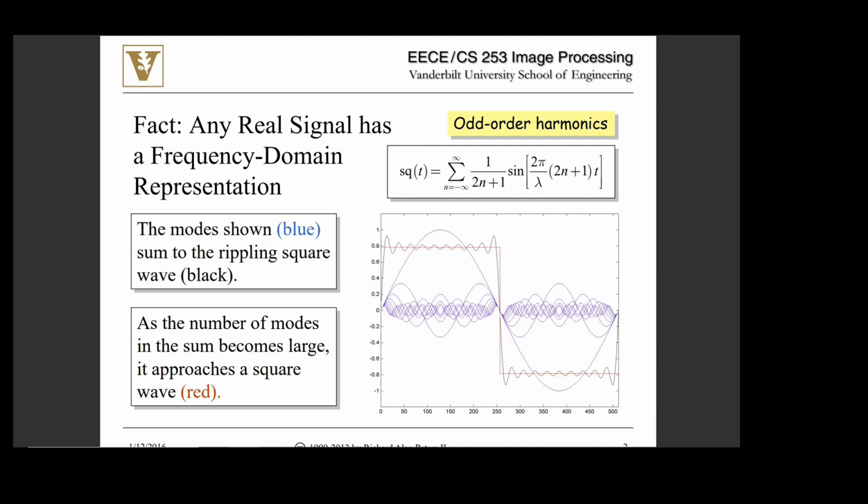So the amplitude is the amplitude of the sinusoid. The period is the period and it is related to the frequency.